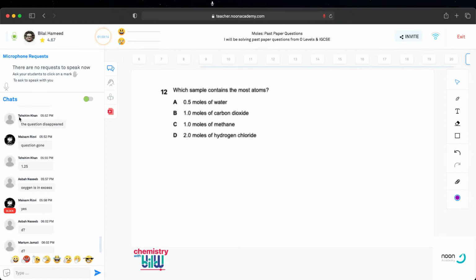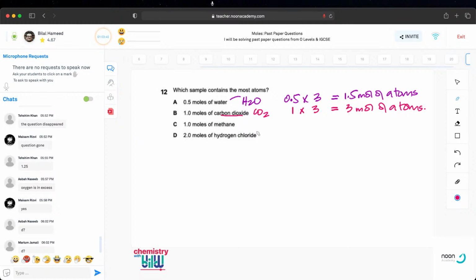Okay, so which contains the most atoms? So now this is fun because you've got water is H2O. So 0.5 moles times 3 atoms is 1.5 moles of atoms in water. That's how you do the first one. Carbon dioxide is CO2, also 3 atoms. But 1 mole of molecule and 3 atoms is literally 3 moles of atoms. Now methane is CH4. That's 5 atoms. So 1 mole has 5 atoms. That's 5 moles of atoms.